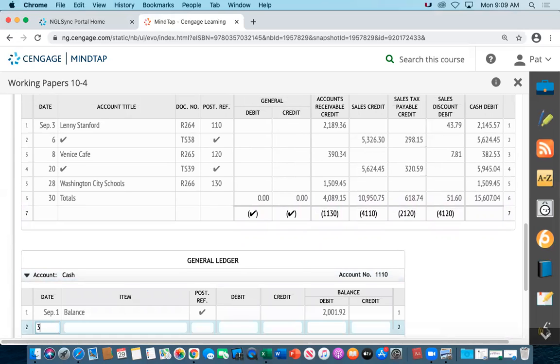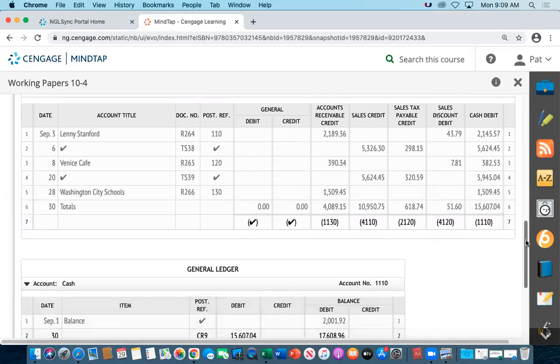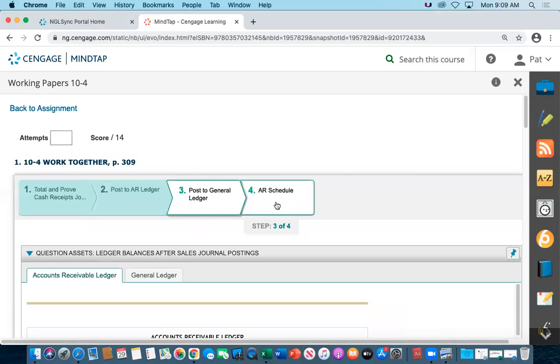And then we post the cash. 30th, CR9. We have a cash debit of $15,607.04. And the total is 17,608.96. And then you put the cash number 1110. Okay. And that is posting to the general ledger.